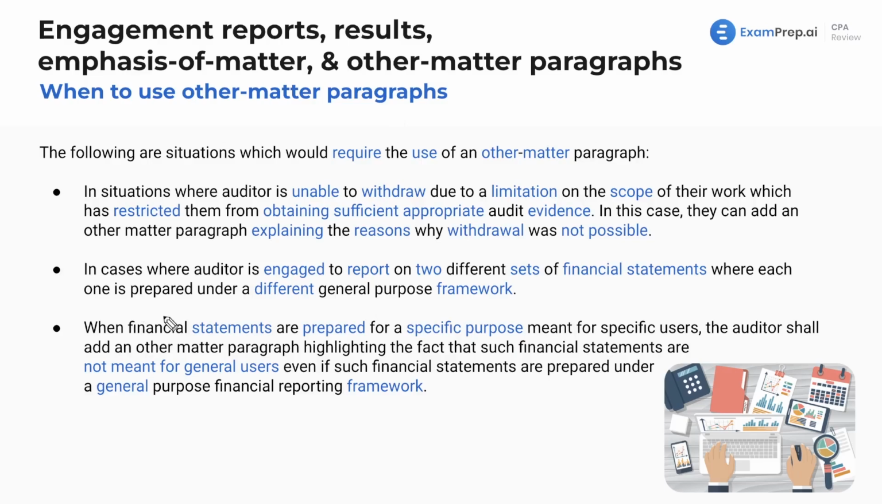And lastly here, when financial statements are prepared for a purpose meant for specific users, getting into restricted purpose territory there, the auditor shall add an other matter paragraph highlighting the fact that such financial statements are not meant for general users, even if such financial statements are prepared under a general purpose financial reporting framework. So even if these financial statements are for GAAP, and even if, let's say, they would not mislead any investors or readers, if they are restricted use, you're going to state that. There are many reasons you would see a restricted use report, but if it is, you're going to include an other matter paragraph.